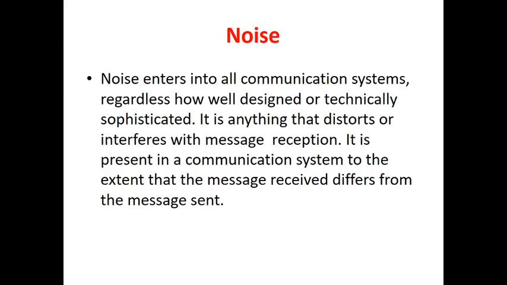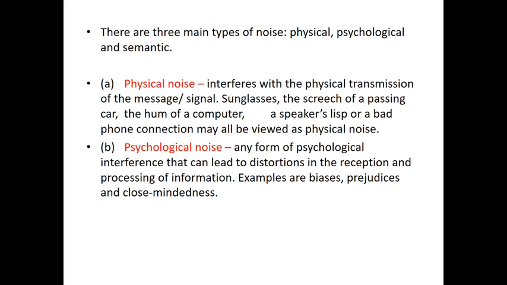Then, this is important, another area: noise. Noise enters into all communication systems, regardless how well designed, technically sophisticated. It is anything that distorts or interferes with message reception. It is present in a communication system to the extent that the message received differs from the message sent. There are three main types of noise: physical, psychological, and semantic. So, what is physical noise? Please describe. That interferes with the physical transmission of the message signal. Sunglasses, the screen of a passing car, the hum of a computer, and so forth.